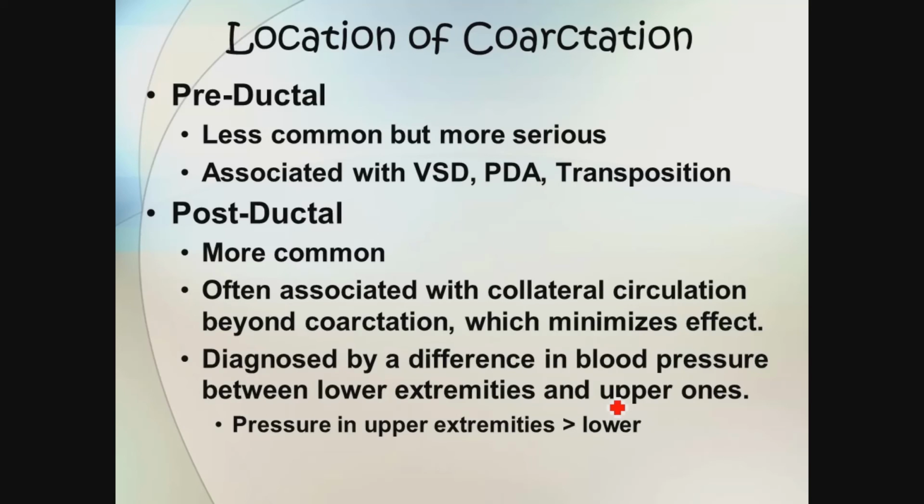The upper extremities have higher blood pressure than the lower extremities, because they're getting more blood flow. Coarctation of the aorta.